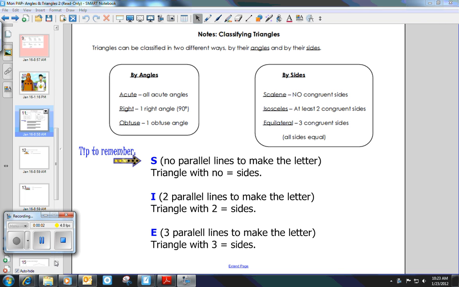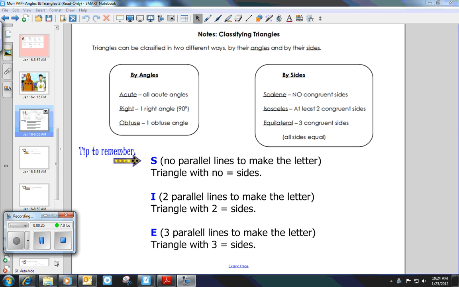We're going to continue with our angles lesson by continuing on to classifying triangles. We classify triangles in two ways. One is by angle measurements and the other is by side measurements. So by angles, if a triangle has all acute angles, it's an acute triangle. If it has one right angle or 90-degree angle, it's a right triangle, and then of course obtuse triangle.